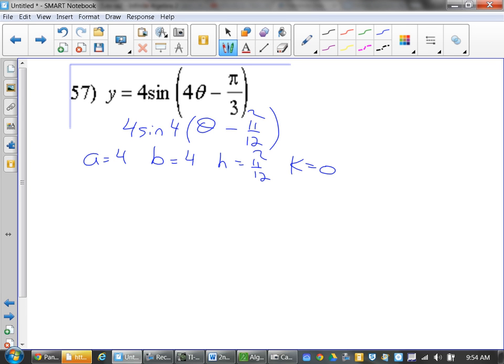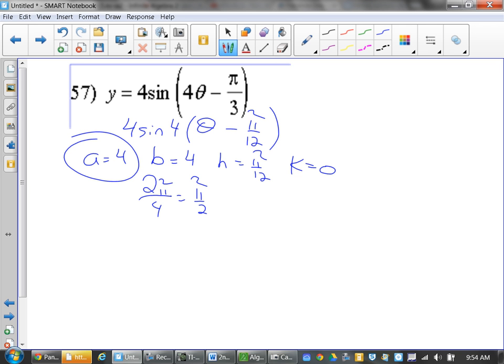So at this point, you start to think about what you have to be able to identify from a graph. In order to identify something from a graph, really the only thing you need to know is what's the period and what's the amplitude. The period for sine is always going to be 2 pi over b. Which one is A and which one is B? Like, A sine b. So I know that my period is going to be 2 pi over 4, so it's pi over 2. My A value is 4.